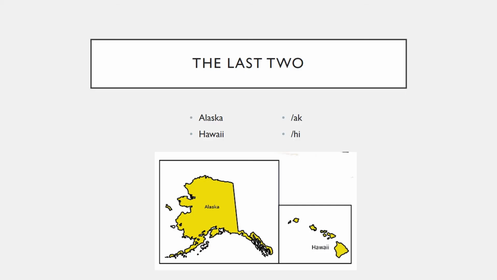And last, but certainly not least, the final two states admitted into the Union. Alaska/AK, Hawaii/HI. And now let's practice those two states. Alaska. Hawaii.